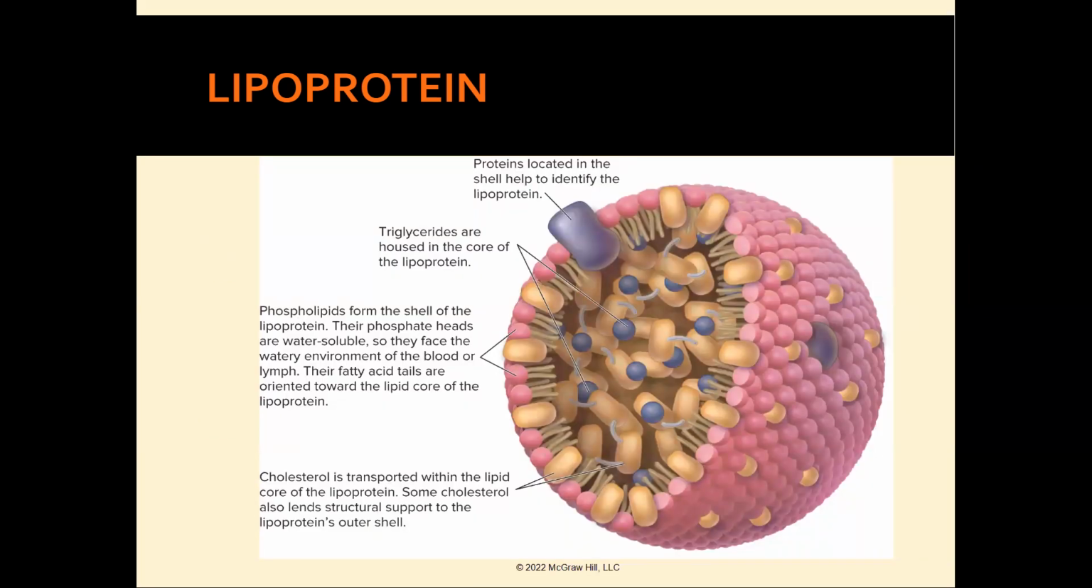Here's a typical diagram of a lipoprotein. Just for your knowledge, the outer layer is where your cholesterol, protein, and phospholipids are located, and then you have your inner core, where your triglycerides, some fat-soluble vitamins, and cholesterol esters are found.